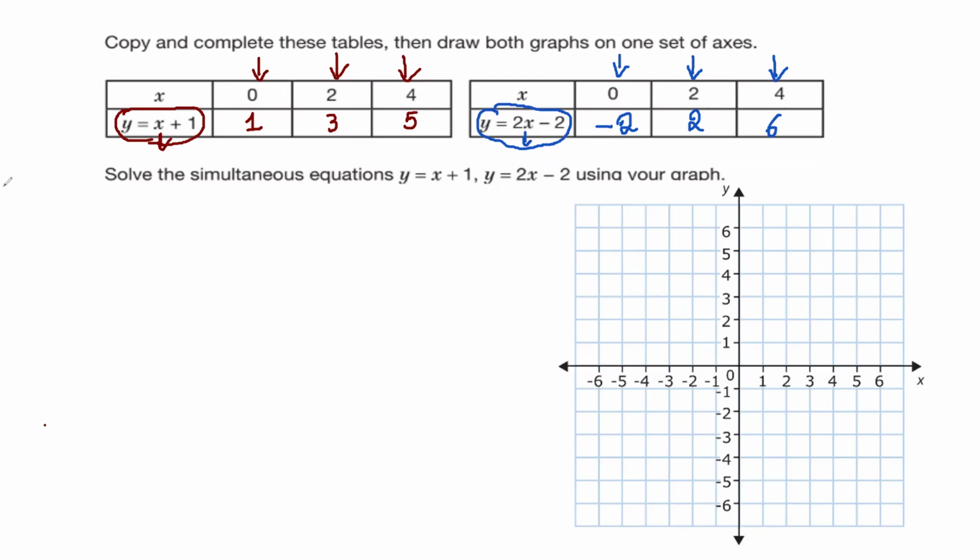Let's graph the two lines. The first line, first point is 0 and 1. 0 is the x value, 1 is the y value. The second point, 2 and 3, x2, y3. The third point will be 4 and 5 here. When you graph the line, if you didn't get a straight line, it means you have something wrong in your calculation. So you revise your calculations. Then I will extend it from the other side.